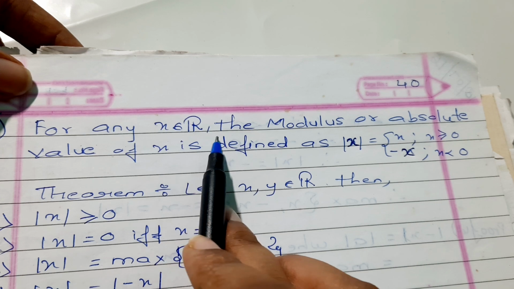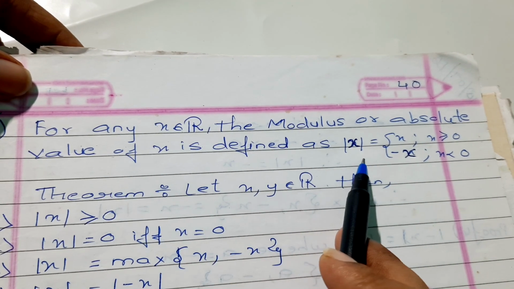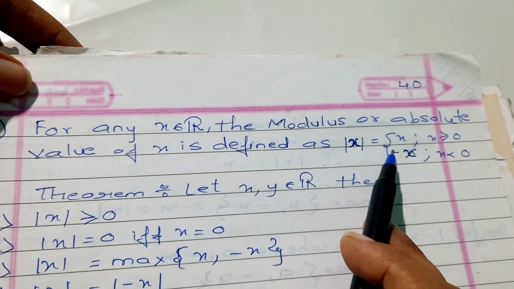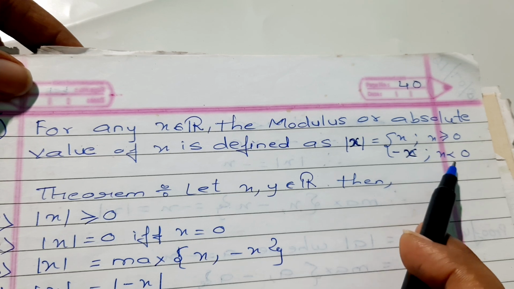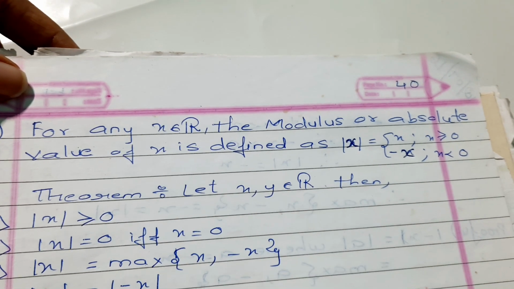So for any x belongs to R, the modulus or absolute value of x is defined as: modulus of x is equal to x where x is greater than or equal to 0, and minus x for x less than 0. I hope you have understood the statement.